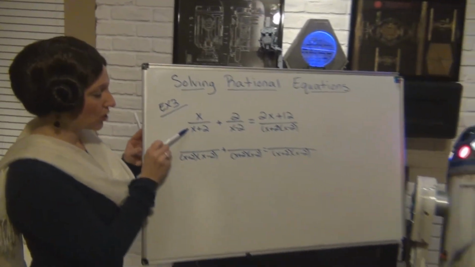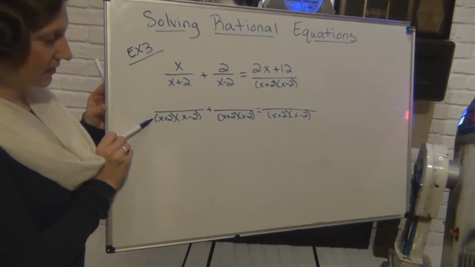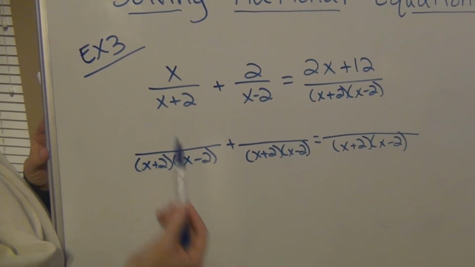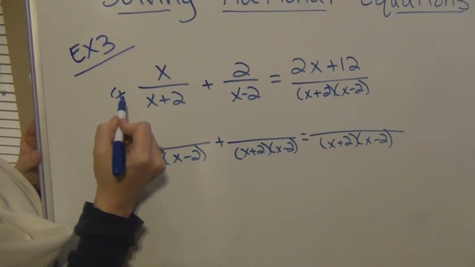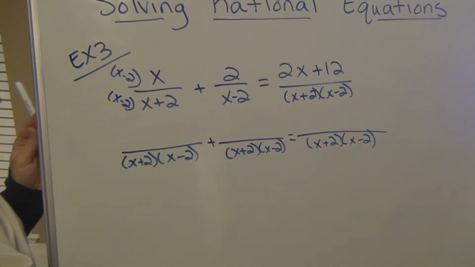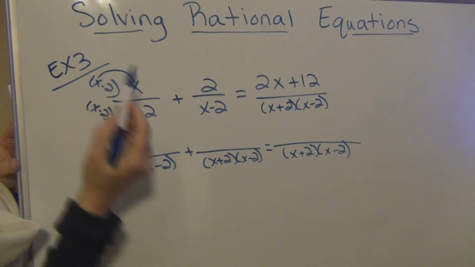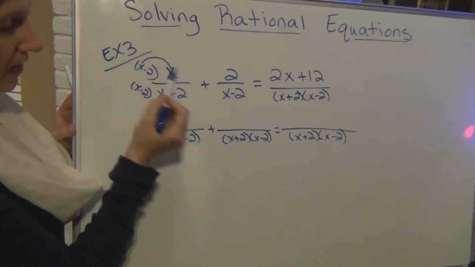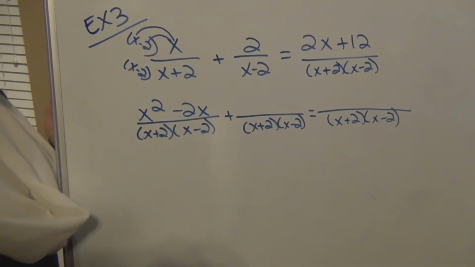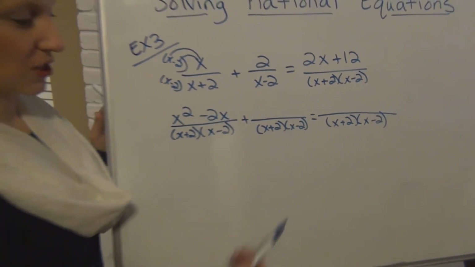So, in order to get this to be this, I have to multiply times x minus 2, because that's what it's missing. So I'm going to multiply by x minus 2, top and bottom. And then x times x is x squared. X times negative 2 is negative 2x. All right, let's look at our next fraction.